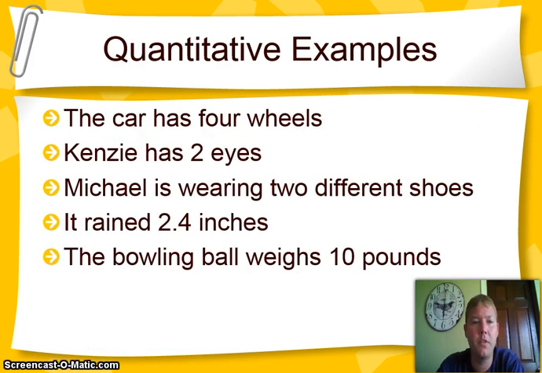Some more examples include: the car has 4 wheels. Even though it's spelled out, it still is quantitative because it's talking about number of wheels. Kenzie has 2 eyes. Michael's wearing 2 different shoes. Not sure why, but he is. It rained 2.4 inches last night, and the bowling ball weighs 10 pounds. Those are all quantitative examples.